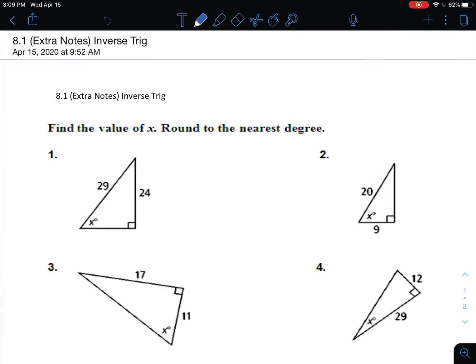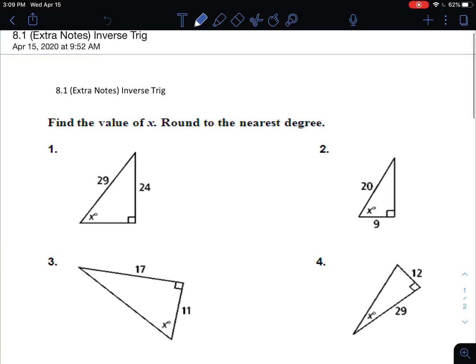Alright guys, real quick I wanted to show you a couple inverse trig examples because there's going to be one question with inverse trig where instead of finding a side length you have to find the angle, which you should have done in geometry, but just in case you missed that part of geometry, I wanted to shoot you a little review of how to do these questions.